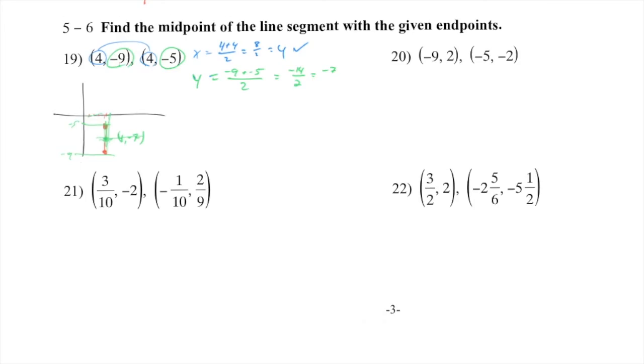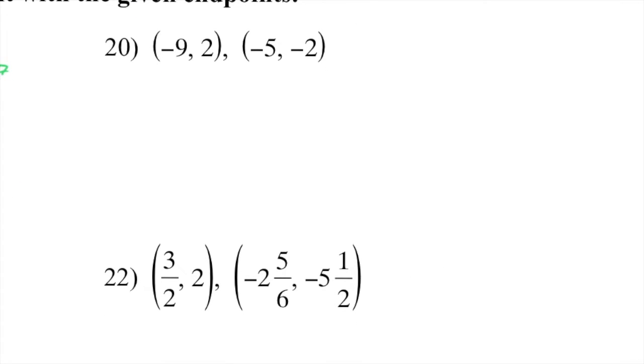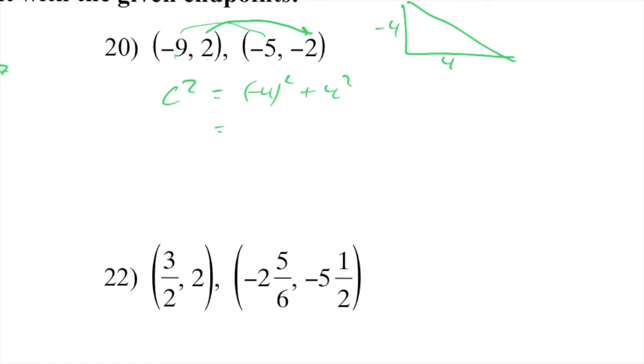So, okay, here's 20. We got to do the same thing. This change, we're talking about distance, so I'm going to write a triangle. This is down 4. This is -9 up to 4. So c squared is going to be -4 squared plus 4 squared. So this is 16 and 16. So c squared is 32. So c is root 32, which is a funky decimal.